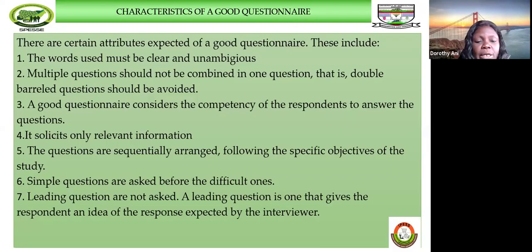A good questionnaire again considers the competence of the respondent to answer the question. When you are preparing a questionnaire, you have your respondents in mind. Who are my respondents? When you have them in mind, you know their ability, and how far or what level of question you can ask them.